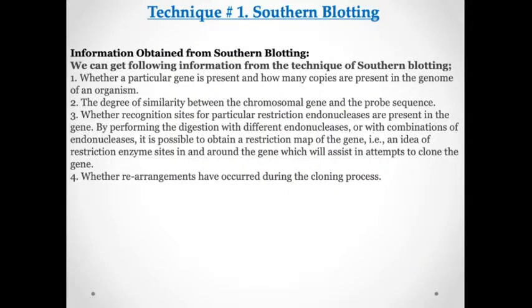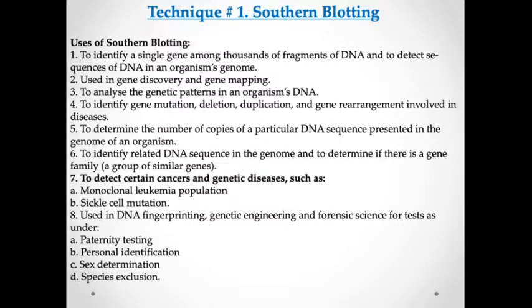Information that you can get out of southern blotting: you can learn how many copies of a particular gene are present in the genome of an organism, the degree of similarity between the chromosomal gene and probe sequences, and whether rearrangement has occurred during the cloning process. It has various uses: gene discovery, gene mapping, analyzing the genetic pattern of organisms to check gene mutations, deletions, duplications, and gene rearrangements involved in disease, and also detecting various cancers and genetic diseases such as monoclonal leukemia population and sickle cell mutations. All this is possible because of southern blotting.